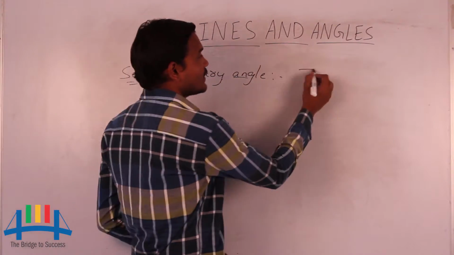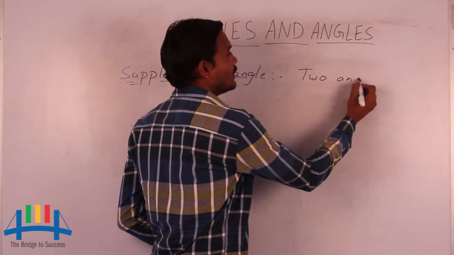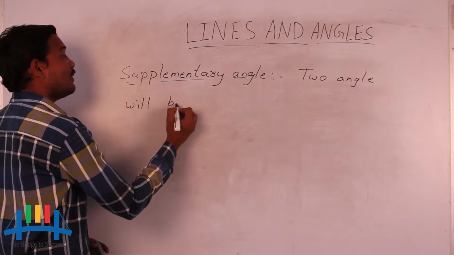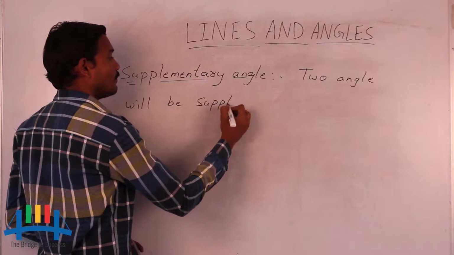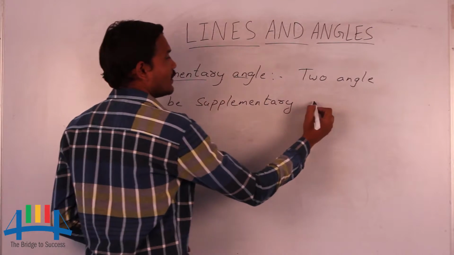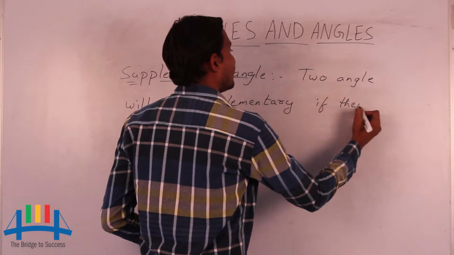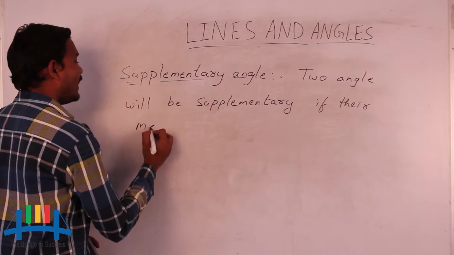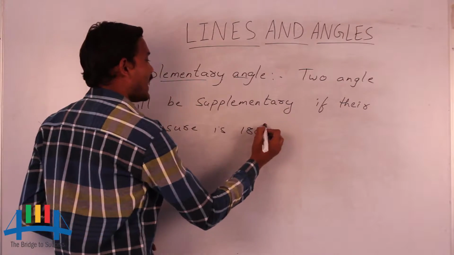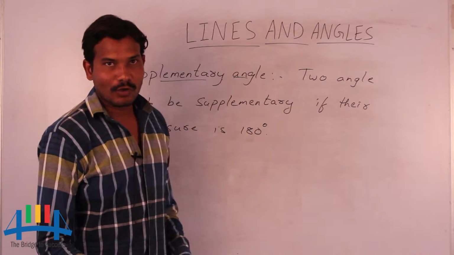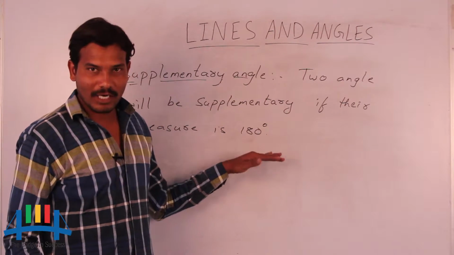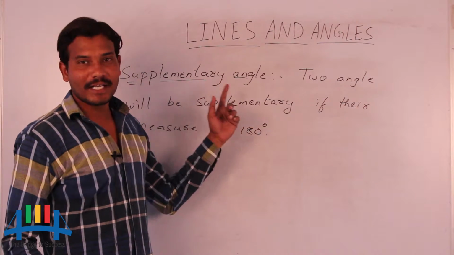If two angles will be supplementary if their measure is 180 degrees. So in a supplementary angle we have two angles. If you check the measure of the two angles, compulsorily it should be 180 degrees. Then only we will call it a supplementary angle.